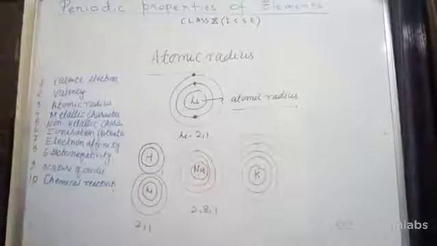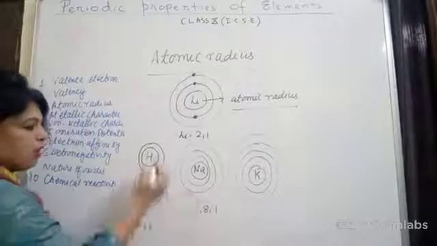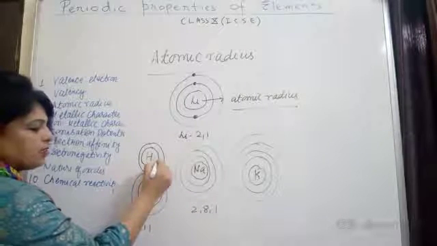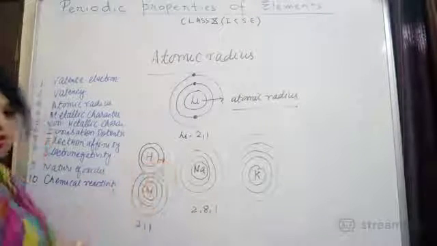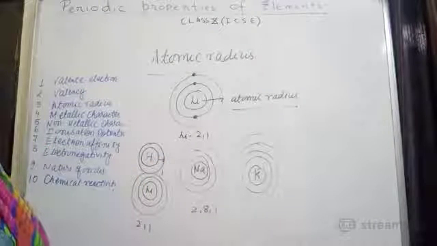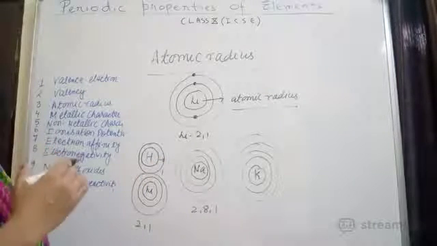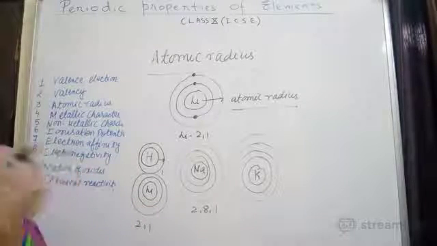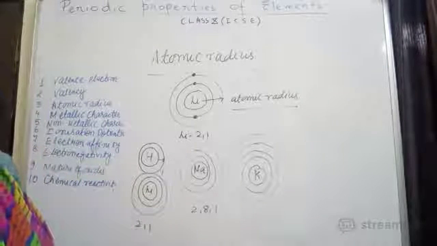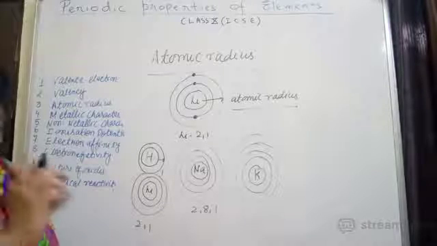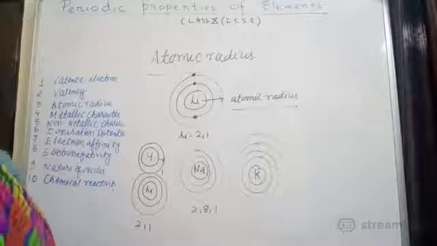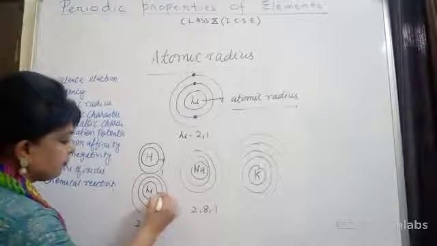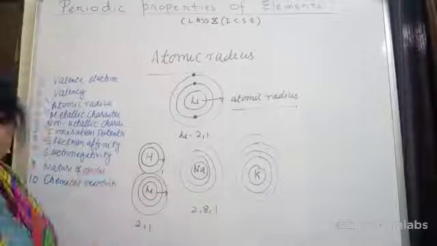So what is happening? You can observe that when you see the distance from the nucleus to the outermost shell, it is increasing. Since the distance from the nucleus to the outermost shell is increasing, it means atomic radius will increase. I told you what is the atomic radius. It is the distance from the nucleus to the outermost shell. So again, in case of lithium, you can see this distance has increased, right?